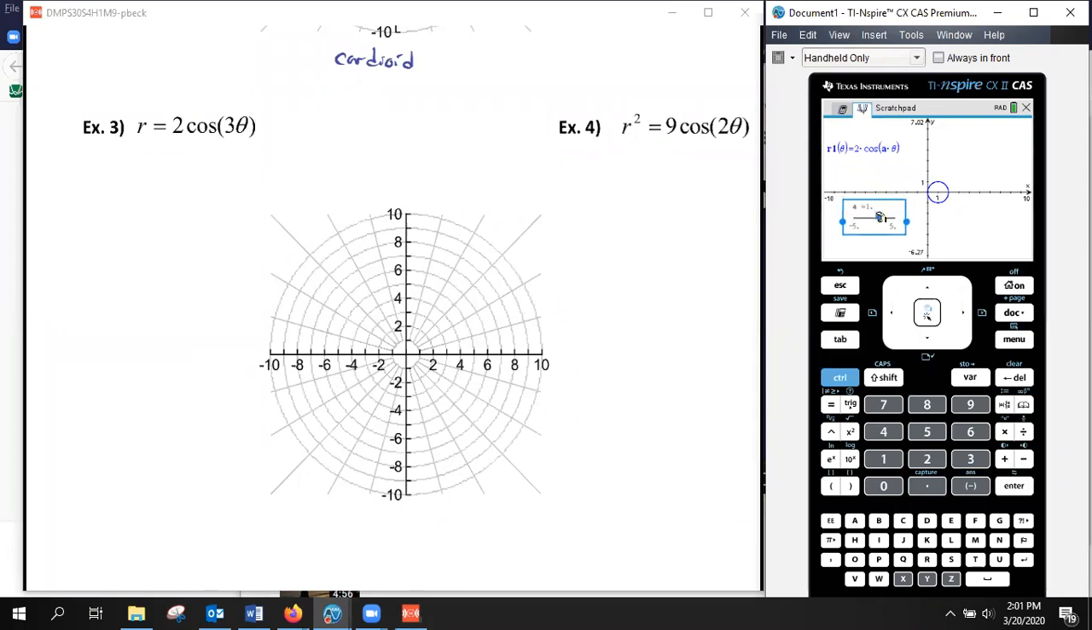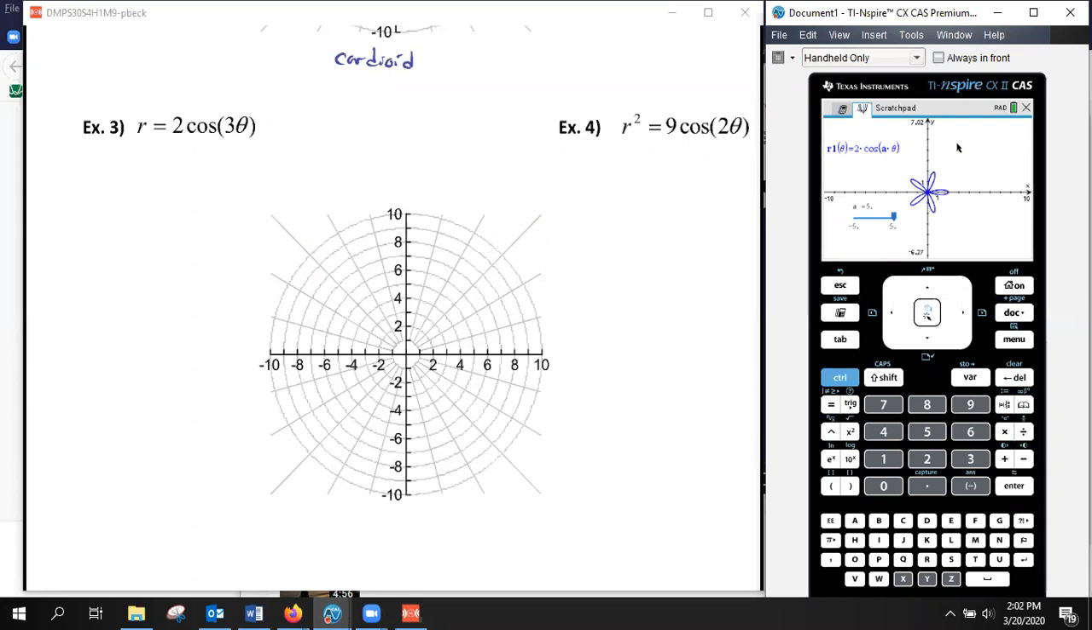When A is 2, we should have 4 loops. When A is 3, we have 3. When A is 4, we have 8. When A is 5, we have 5.